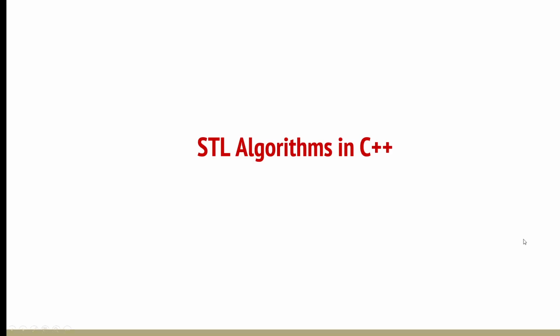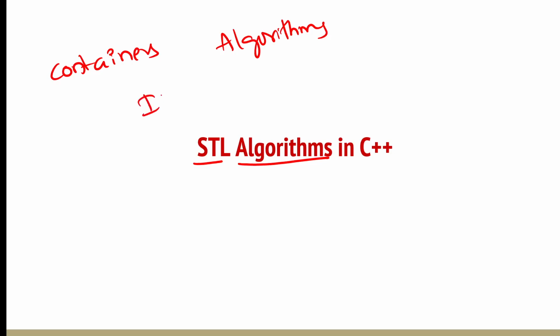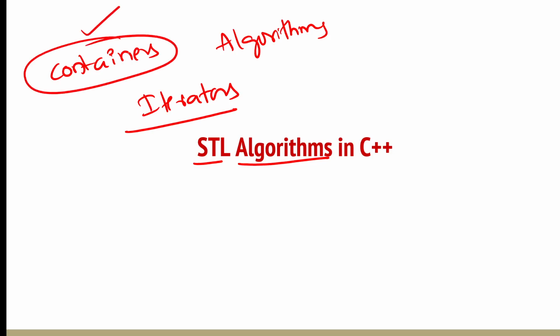The next most important component of STL is algorithms, right. So, we say these three are linked here: containers, algorithms and iterators. So, containers are the data structures which store the data.